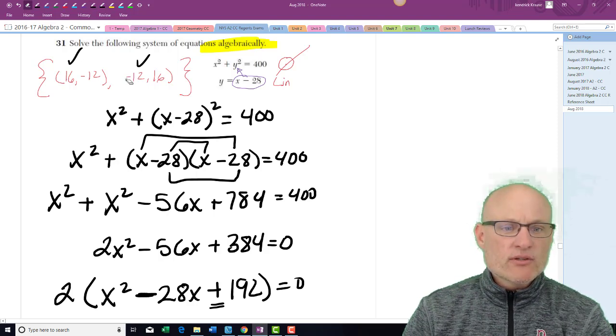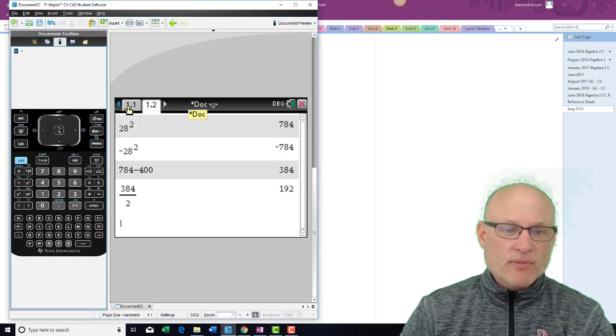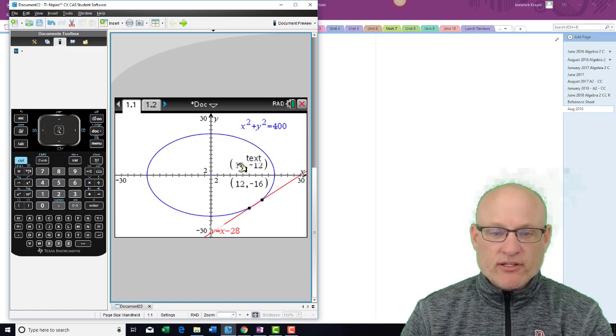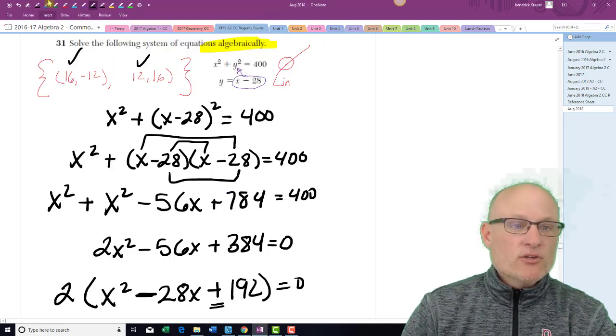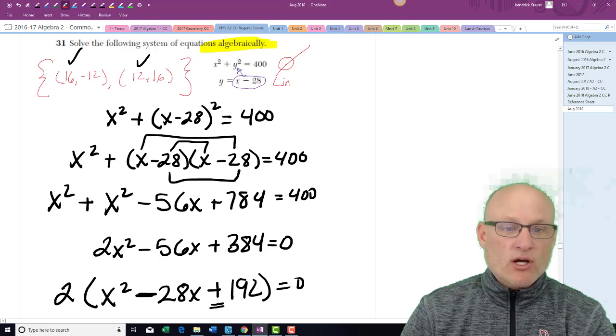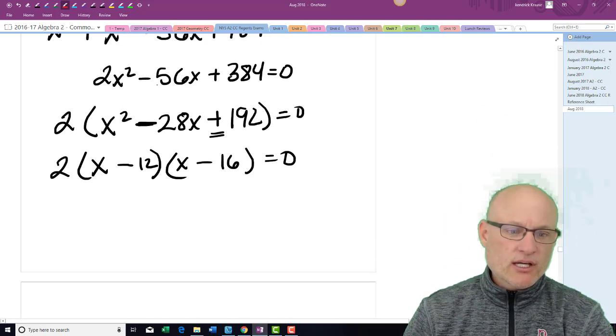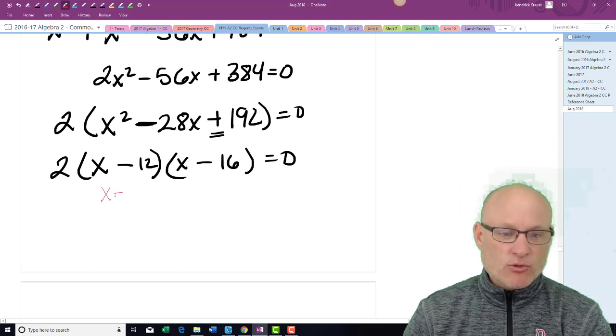By the way, I didn't even copy these answers down right. Isn't that embarrassing? The answers were 12 and negative 16, 16 and negative 12. So I should have copied those down correctly. It's 12 and negative 16 and 16 and negative 12. Whew, man, that was dumb. Almost made a dumb mistake. Because look at here. Here's my two answers. X equals 12 and x equals 16.